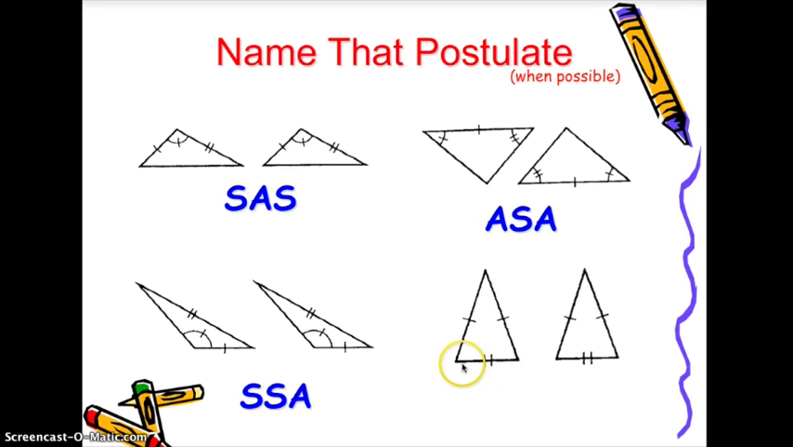What markings do we have in this triangle? I see a side and another side, and actually all three sides are marked. So I see a side and a side and a side. So this one is side, side, side. Okay, and this next one is side, side, side.